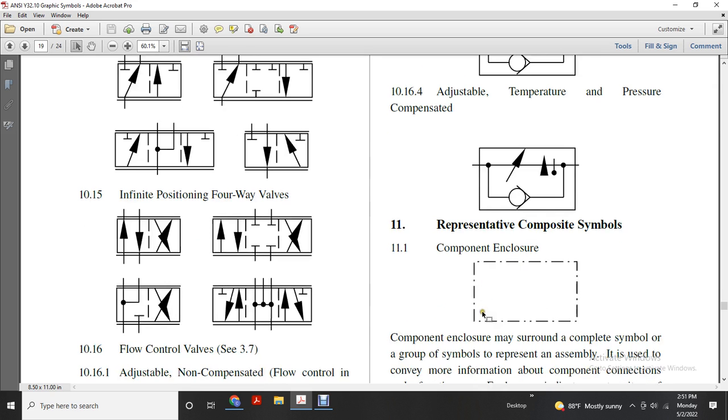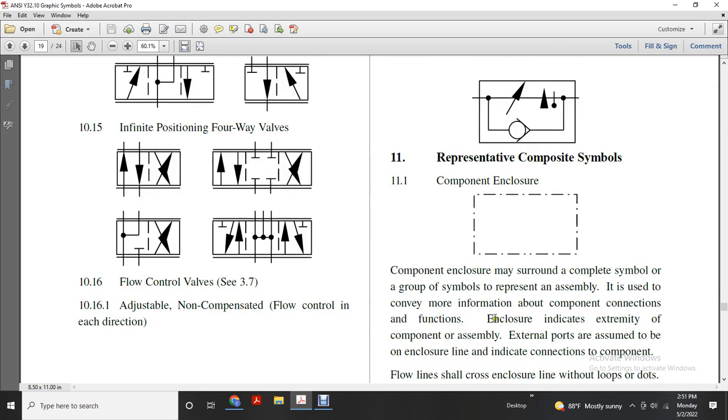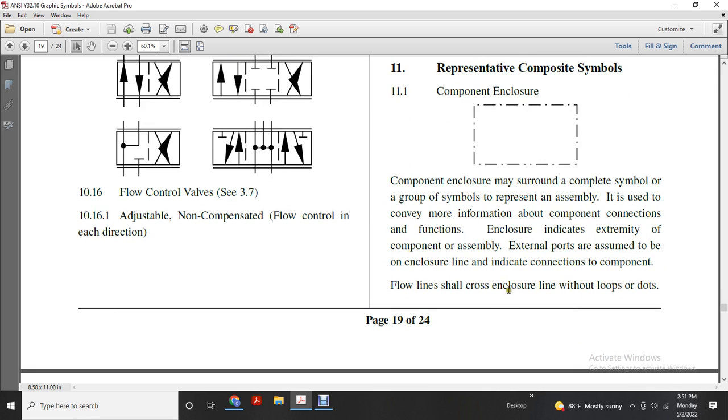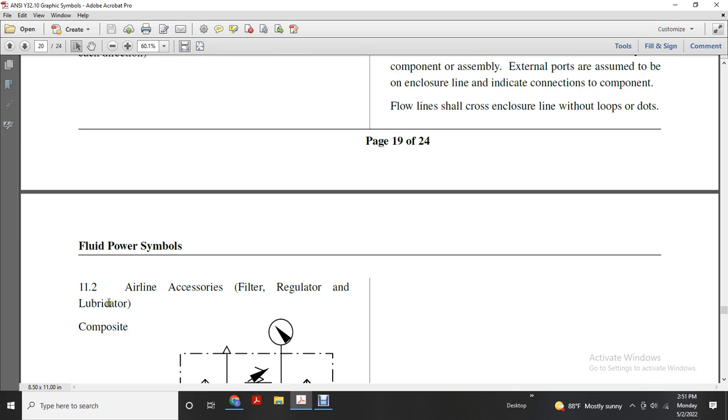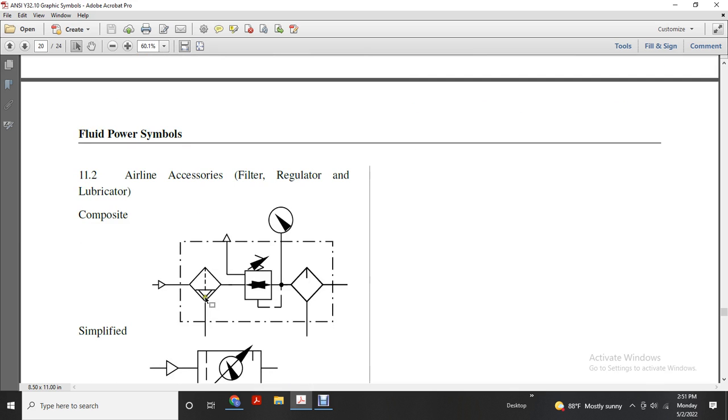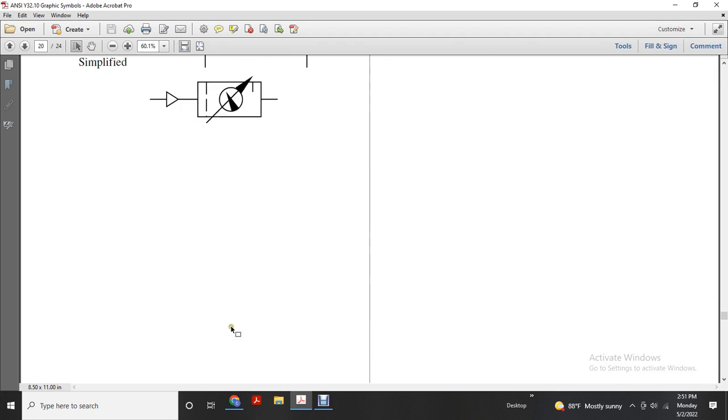11: representative composite symbols, component enclosure. A composite enclosure may surround a complete symbol or a group of symbols that represent an assembly, used to convey more information about the component connections and function. Enclosures indicate the extremity of the component. Assembly external ports are assumed to be where the enclosure line indicates the connections with the component. Flow lines shall cross enclosure lines without loops or dots. Airline accessories: filter, regulator, and lubricator composite. Water drain, pressure reducing regulator, simplified.